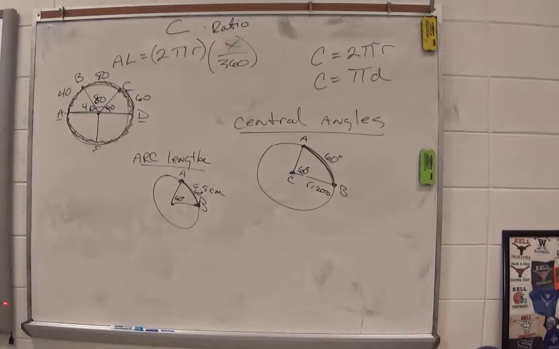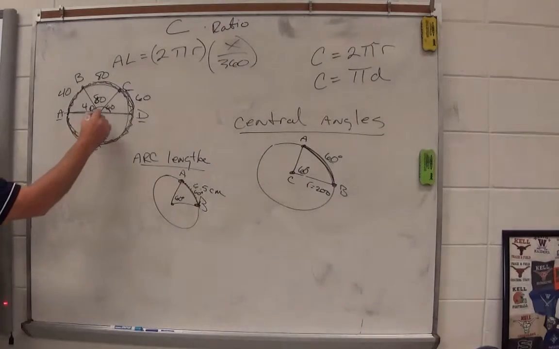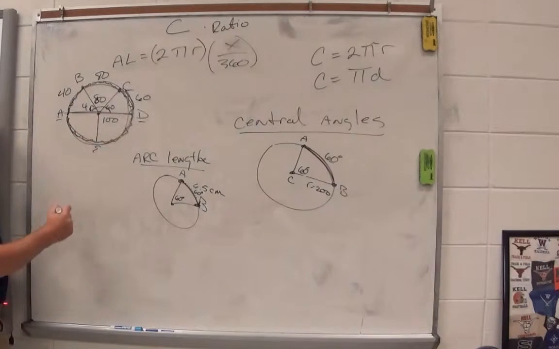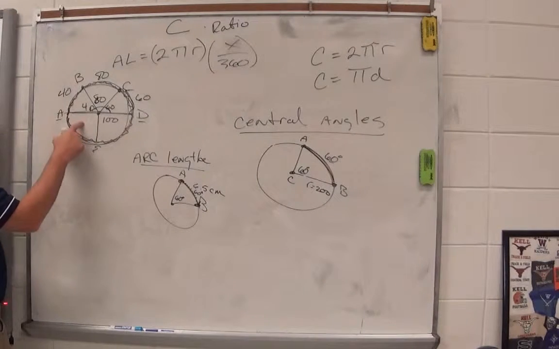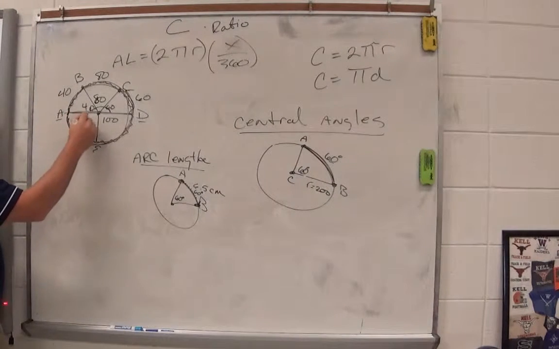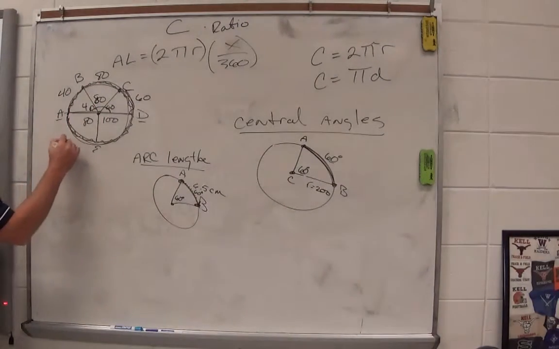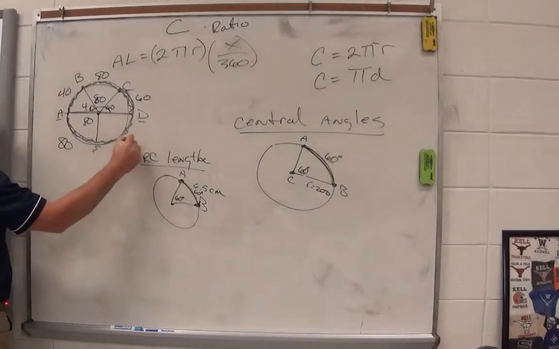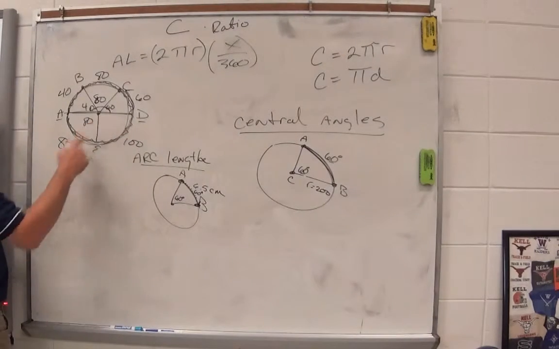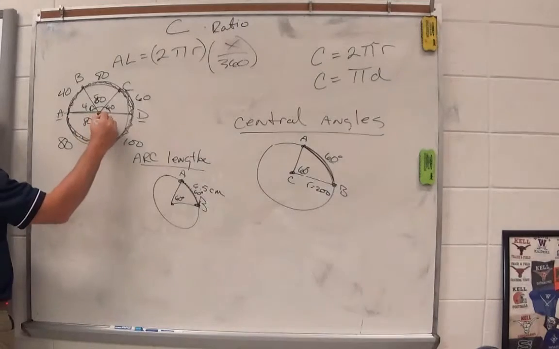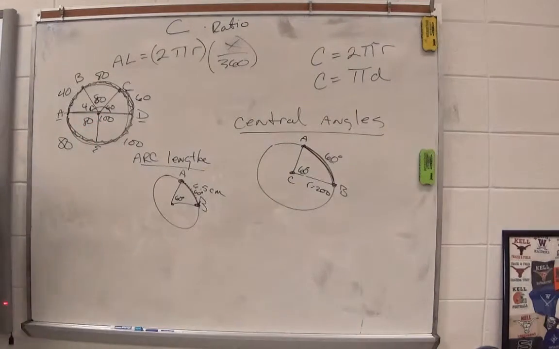That's not a mistake. If I gave you this angle and I said that it was 100, then what would this angle have to be? It would have to be 80. What do all 5 of those add up to? 360. So this one's 80, this one has to be 80. What about this? If this is 100, does this have to be 100? Sure it does. The arc measurement and the angle measurement have to be the same.